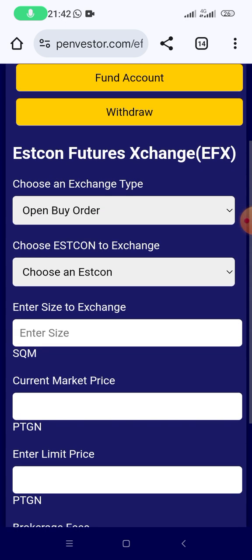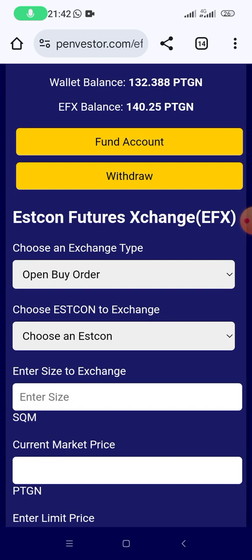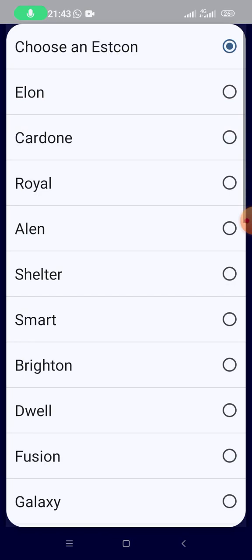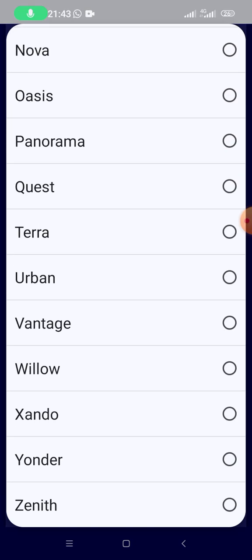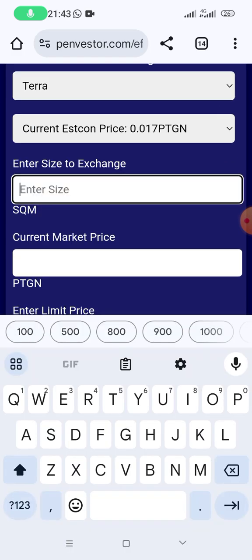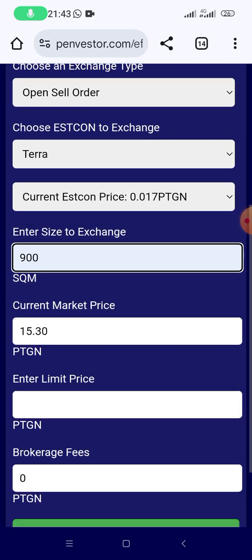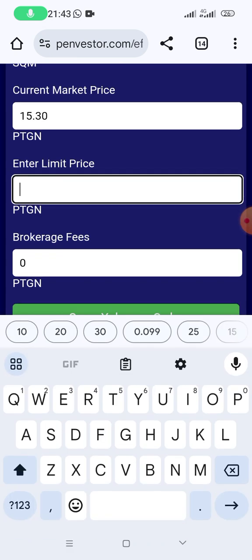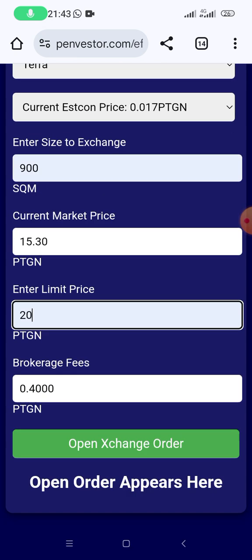So let me go again with that sell order. We set up the account again. Terra. I will enter Xchange. 900. I will go with 20 PTGN. I don't want this video to be long, but the network made it long, so I will just open this order, and then you see what I'm talking about, bid rate.